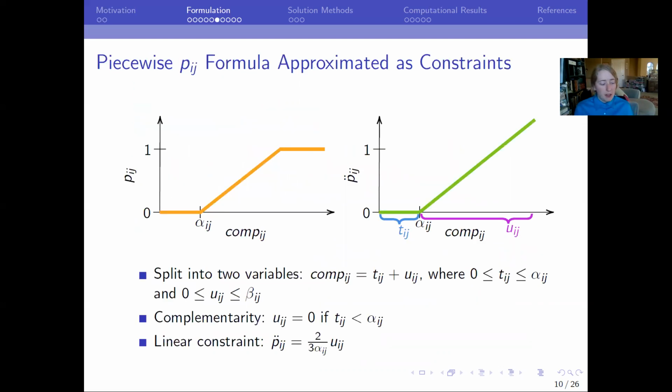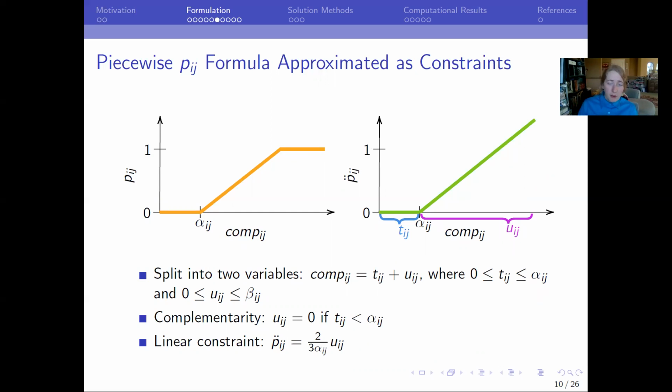Next, we have to make constraints so that our P double dot variable accurately captures Pij and has the correct value. We assume that Pij follows this orange curve that's piecewise linear and depends on the compensation. And for P double dot, we do not model the second breakpoint because it's okay in the formulation if P double dot exceeds 1, and it keeps things simpler.